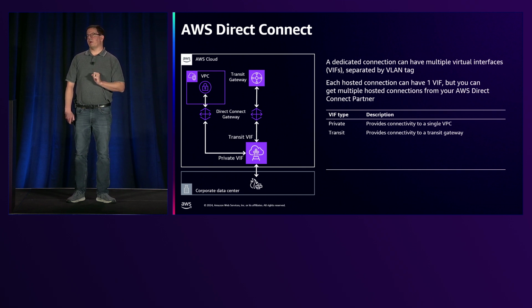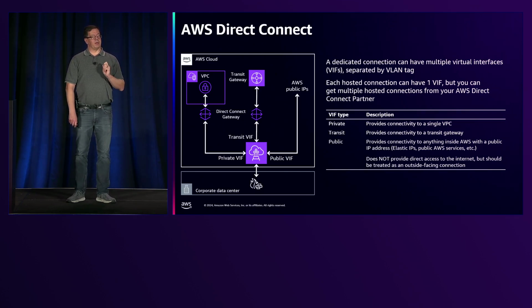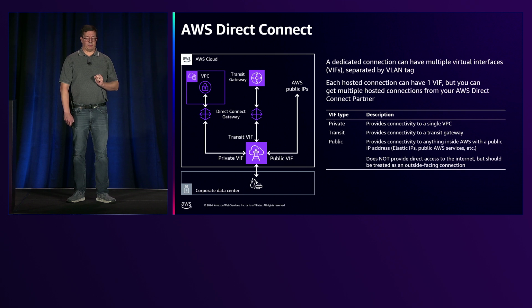The third one that gets forgotten about a lot, though, are public VIFs, and there's a bit of confusion on these. Public VIFs give you a connection to the AWS public backbone. This means you can access AWS services that have public IPs. You can also access other customers that have public IPs. So treat this connection as external, because it is. There's outside orgs that could come in through it. It does not give you direct access to the internet, however. It is only to AWS public resources.